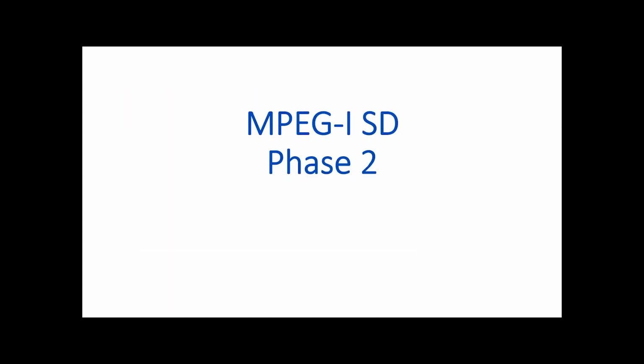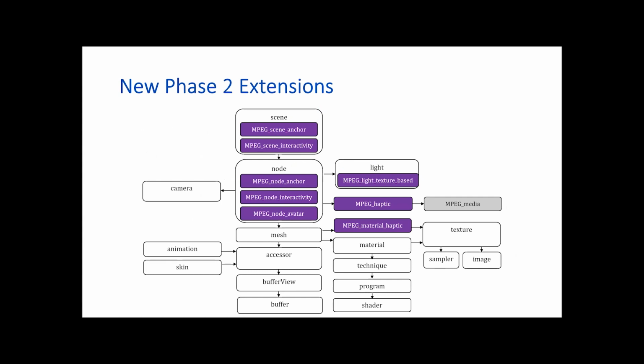Now that was phase one. Phase one, I said, concluded, I think, a year ago, and it's available as vendor extensions, also as an ISO specification, of course, since all MPEG specs are publicly available ISO specs. Phase two looked at more advanced use cases like AR anchoring, interactivity, describing avatars, haptic support, and so on. So that's what phase two did.